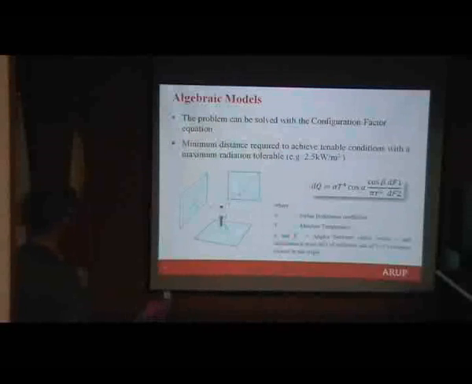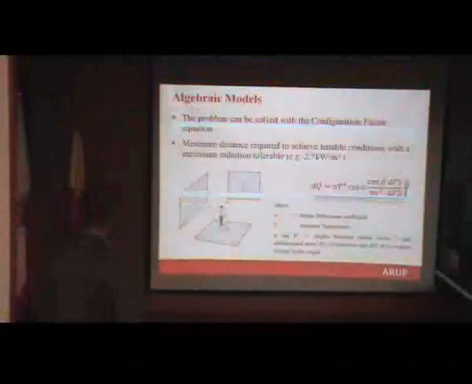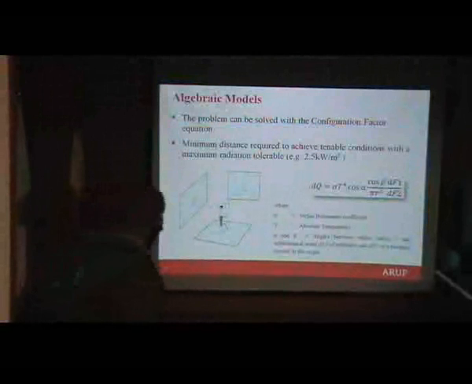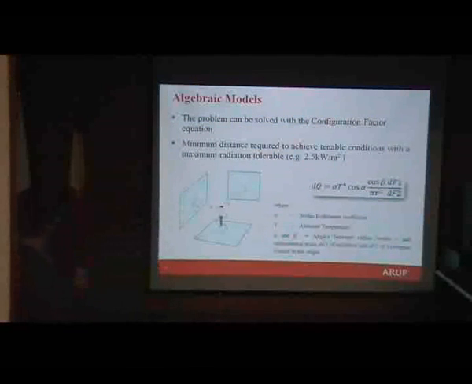This problem, for example, can be solved with the configuration factor equation. I don't want to go into detail of the formulas, but this is an example of how I can calculate this. So estimating, for example, a maximum thermal condition of 2.5 kilowatts per square meter of radiated heat, based on the dimension of the radiation source and the distance of the receptor, I can estimate this value, and consequently the potential size of the corridor.